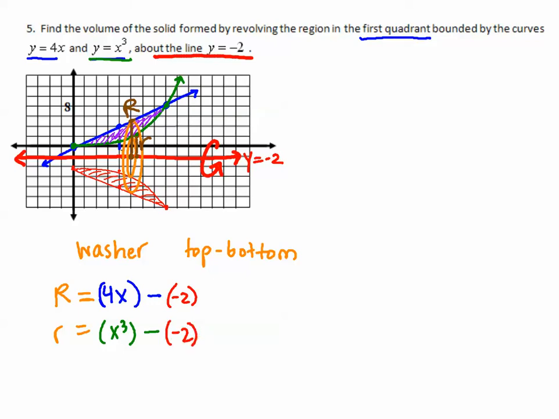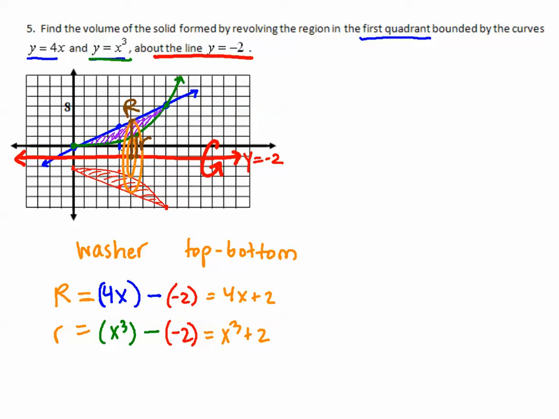We can simplify this a little bit, which would be helpful. So this will be 4x plus 2, and this will be x cubed plus 2. One way to think about why it's plus 2 is because we shifted the axis of rotation down a unit farther away from the shaded region. We have to add that unit that's farther away. So the 2 units of space that was added.